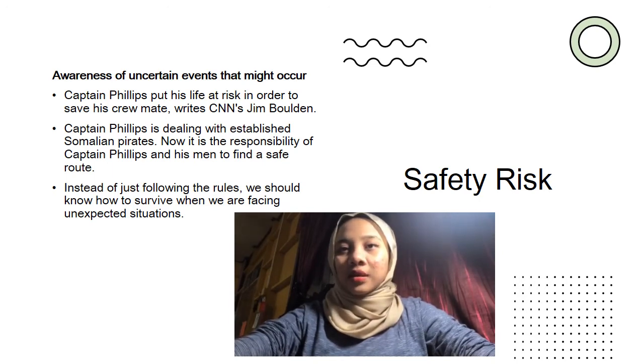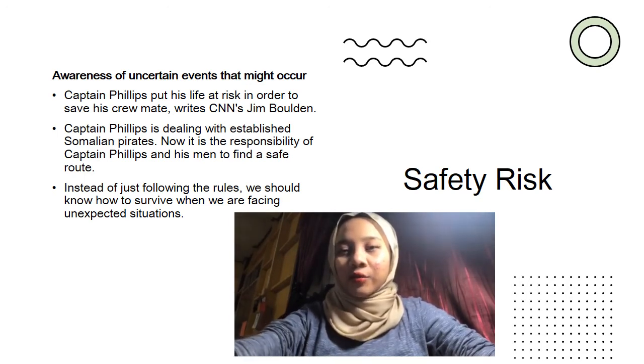The crew stayed in the engine room and came out when the situation was safe. He put his life at risk when he was held as a hostage in order to save himself and his crewmates.